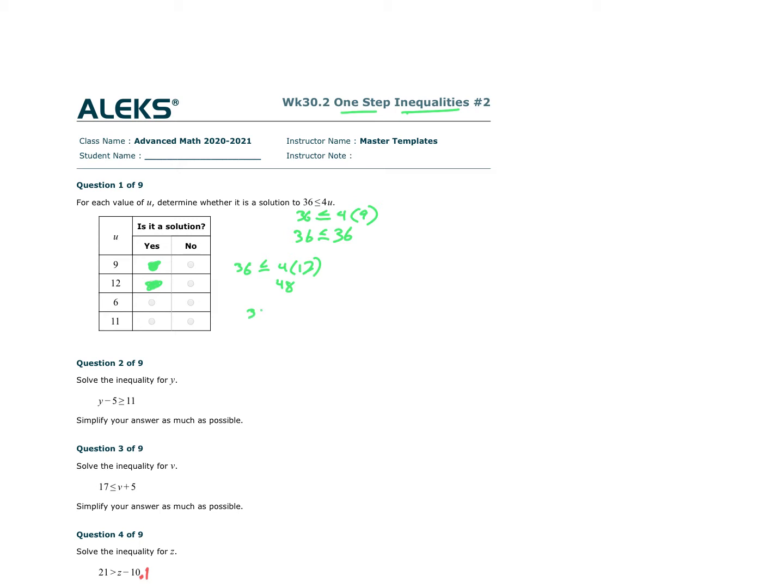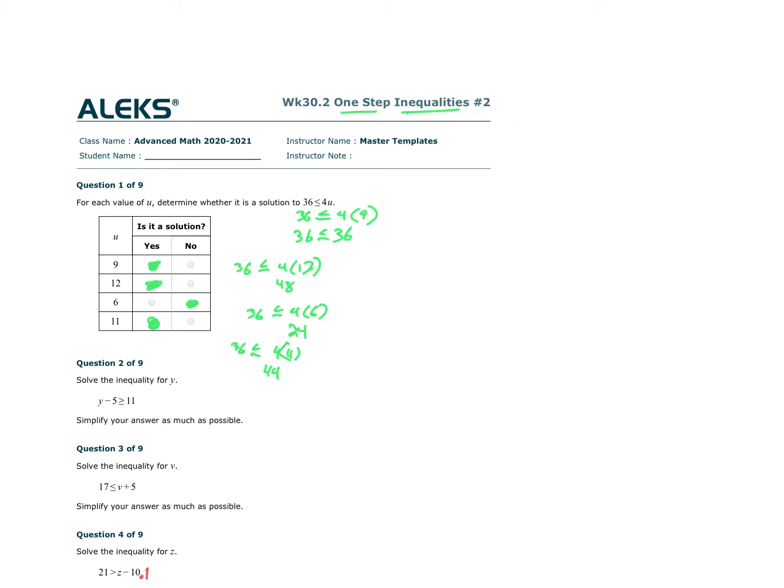If we plug in 6, is 36 less than or equal to 4 sixes, which is 24? No, that's not a solution. Remember, inequalities are a range. Is 36 less than or equal to 4 11s, which is 44? Yeah, that works too. All right, so that was just plugging in numbers.